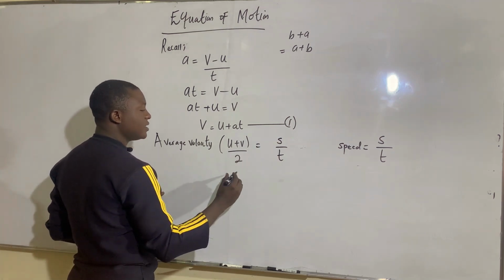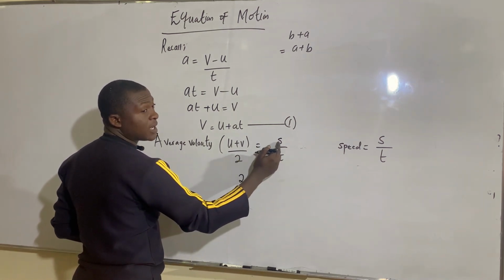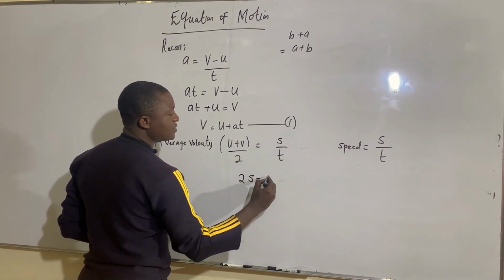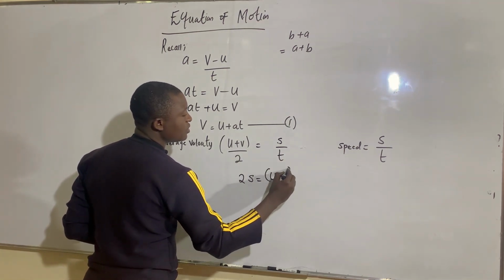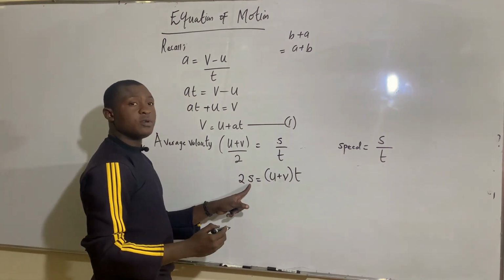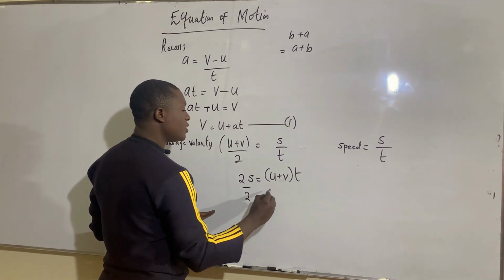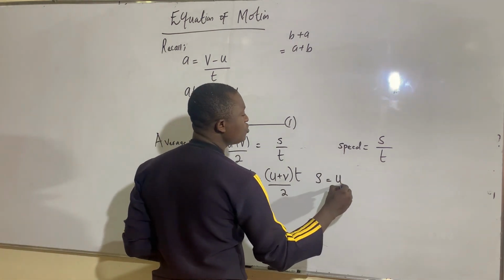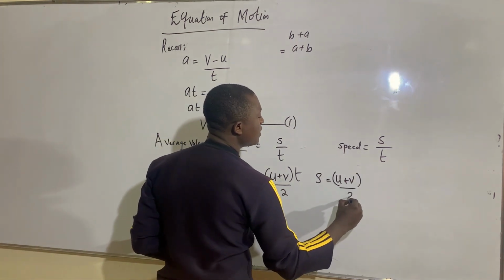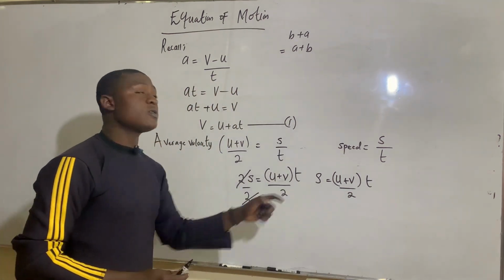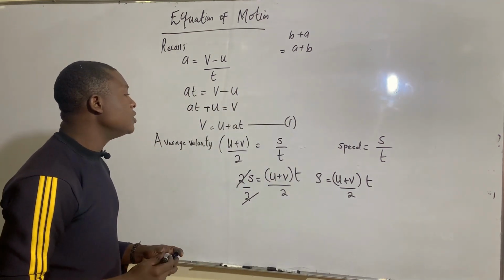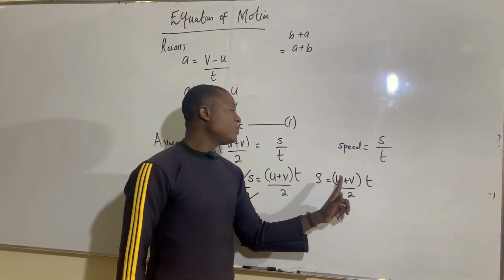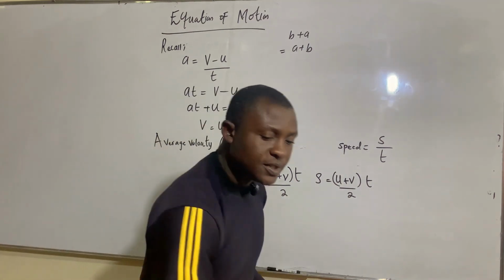If I cross multiply, we have 2 and x will multiply each other. At the same time, u plus v also multiply t. That means that we have 2x is equal to u plus v of t. So now I want to make my x the subject, divided by 2. So if this cancels this, we have x is equal to u plus v over 2 of t. So I will make use of this formula as well to derive another equation of motion. So now what we have is that x is equal to u plus v over 2 of t.